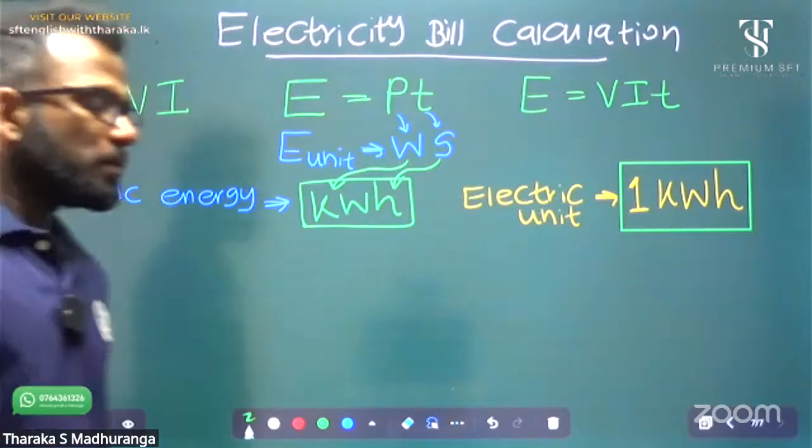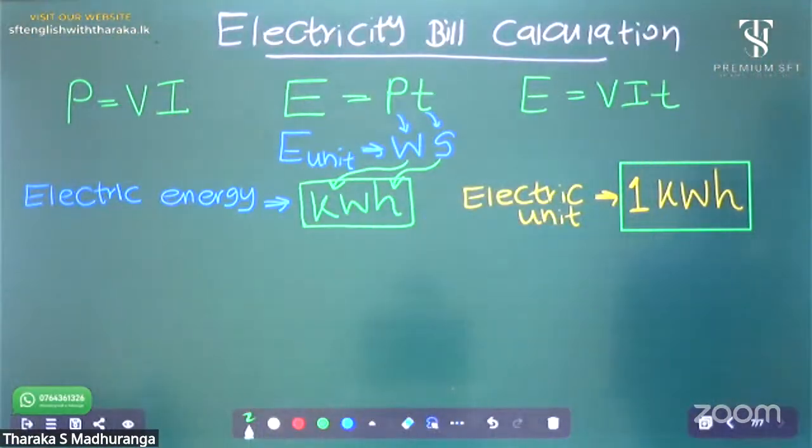Okay, up to now, okay. Please note down these things. Make a short note. That's the meaning of kilowatt hour. That means 1 kWh. One kilowatt hour is called 1 electric unit.